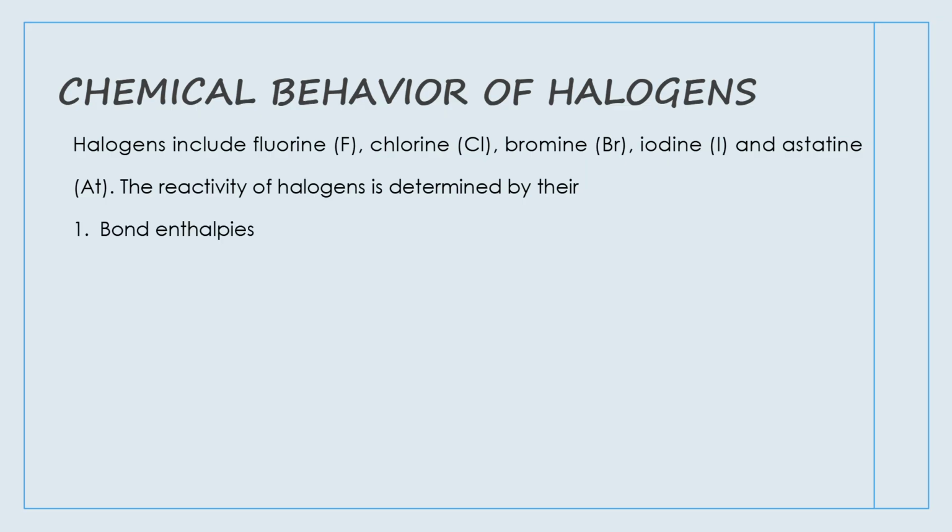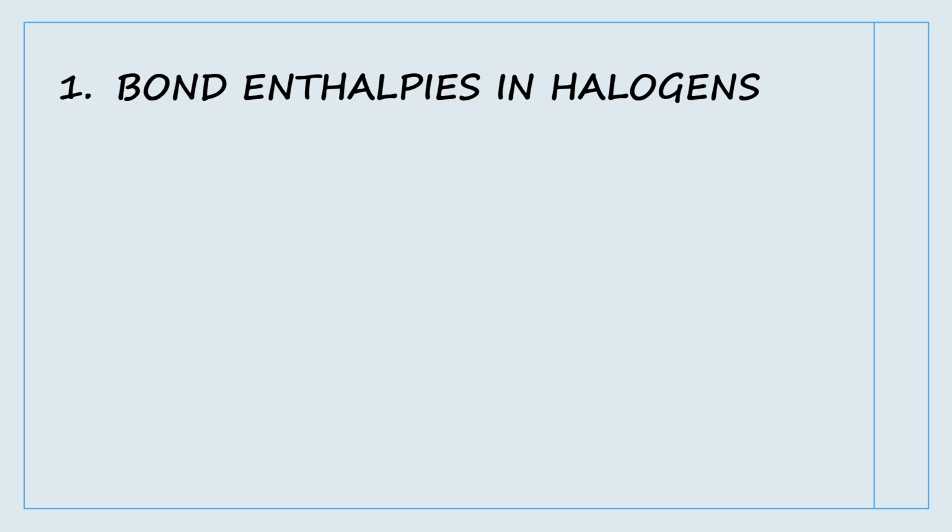By bond enthalpies, I mean their bond energies. And second is the ability of the halogens to undergo redox reactions. The first topic that we will study is the bond enthalpies in halogens.